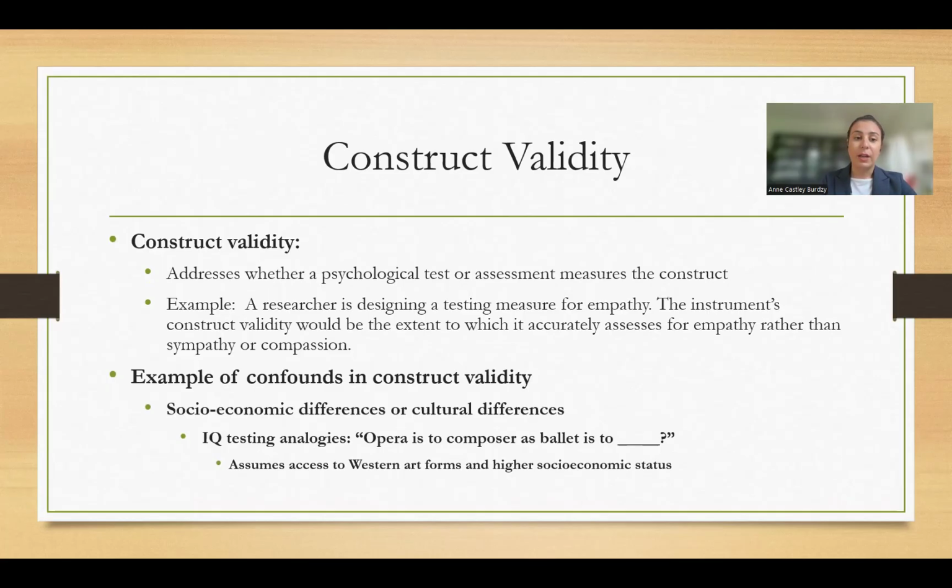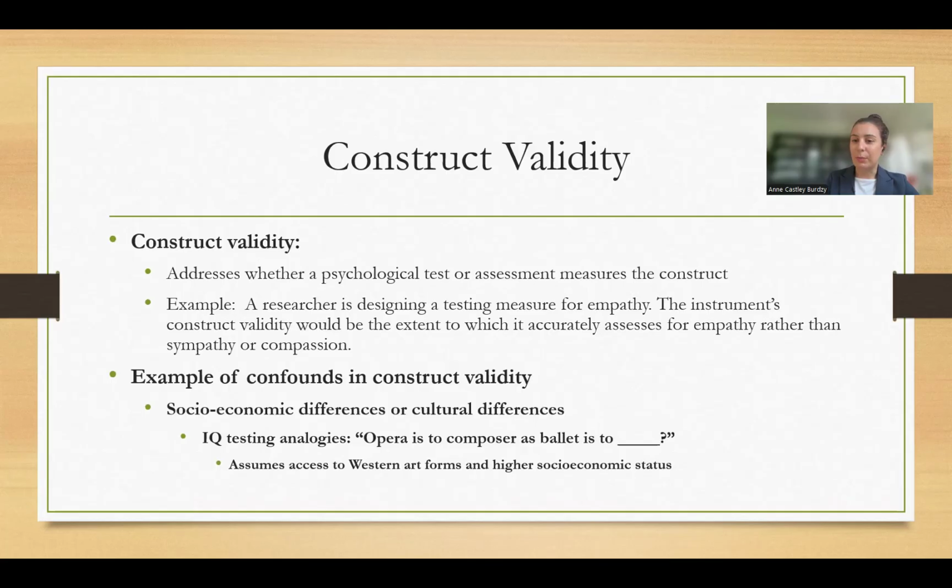Construct validity addresses whether a psychological test or assessment measures the construct. So an example would be if a researcher is designing a testing measure for empathy, you want to make sure that the instrument's construct validity would be the extent to which it accurately assesses for empathy rather than some other variable. Making sure that those questions that are on your screening tools are accurately representing and testing what they're supposed to be testing or screening for.